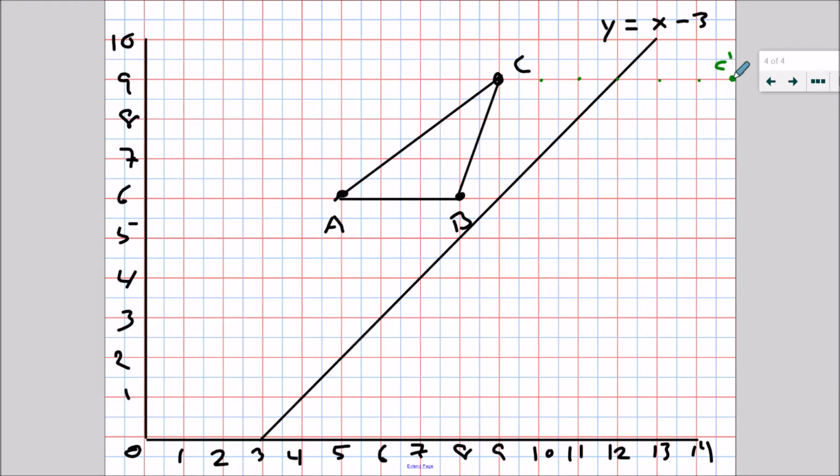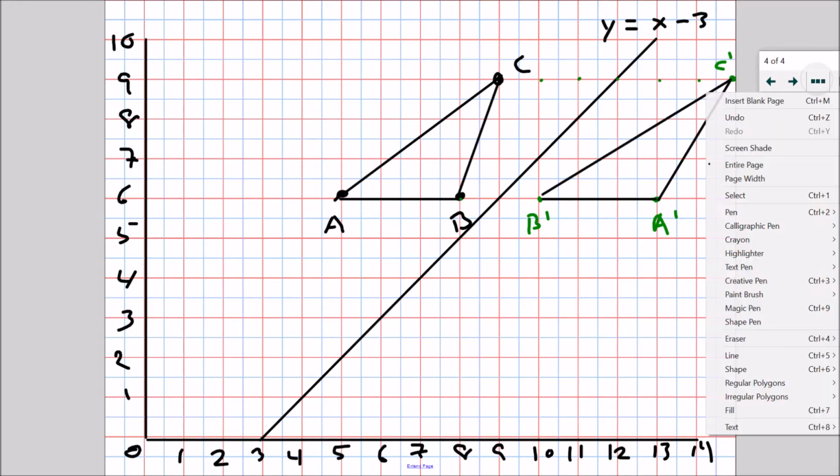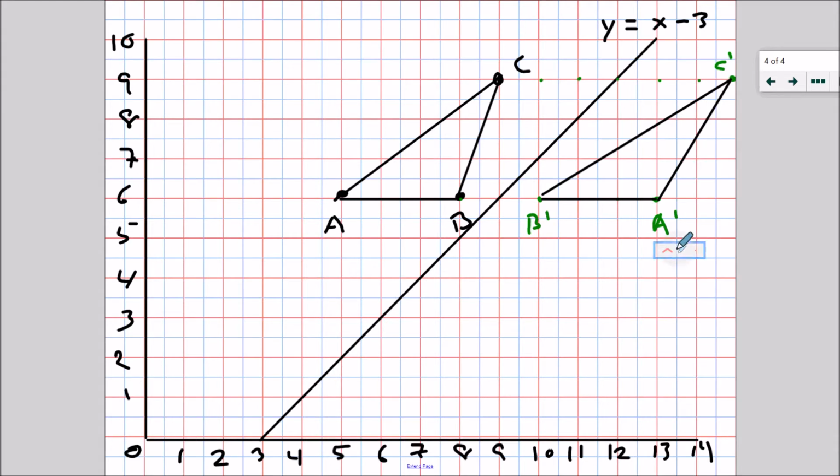B is 1 away from the line, so B prime should be 1 away. And A is 1, 2, 3, 4 away, so A prime should be 4 away. Now if I connect these dots, hopefully you're going to realize pretty quickly, this is not a reflection. In fact, it's not really anything. I've just kind of deformed my shape.